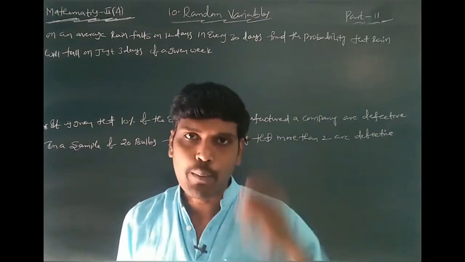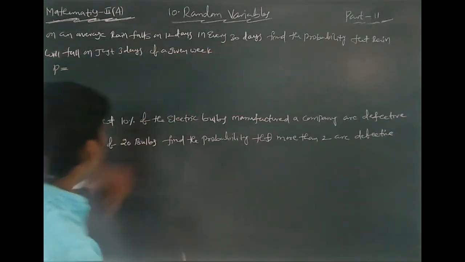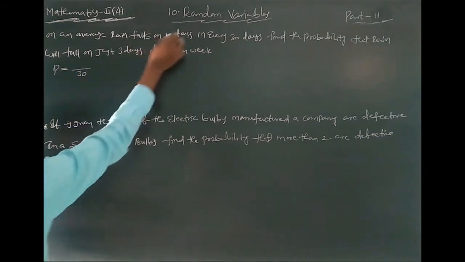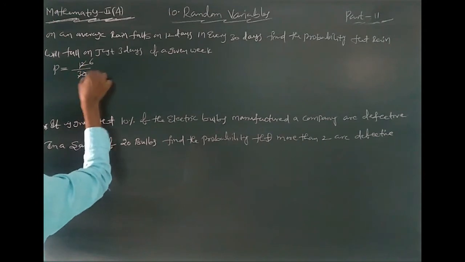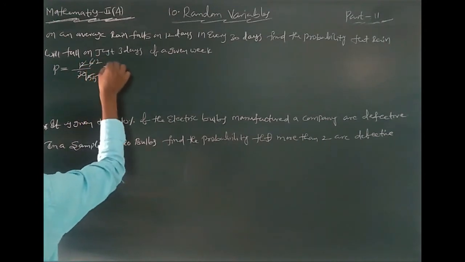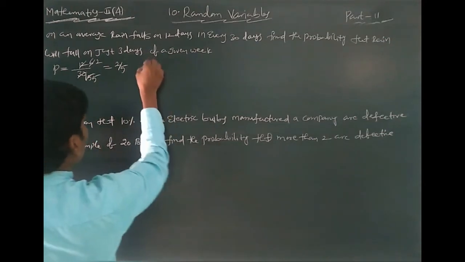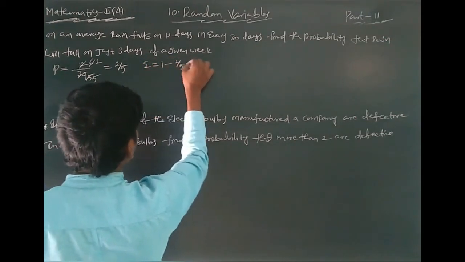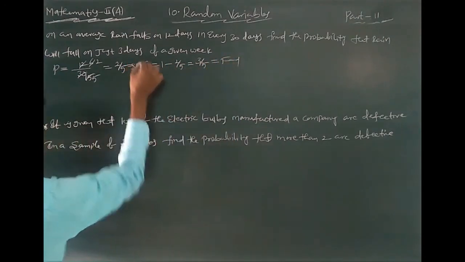What is that probability? Yes, see students, first of all the success probability is that the rain falls. Here total how many days? 30 days. Rain falls how many days? 12 days. That's why you get 12 by 30, 2 6s are 12, 2 15s are 30, so you get 2 by 5. This 2 by 5 is the success probability. Then the failure probability is 1 minus 2 by 5, that is 3 by 5. This is the failure, and the success is completed.